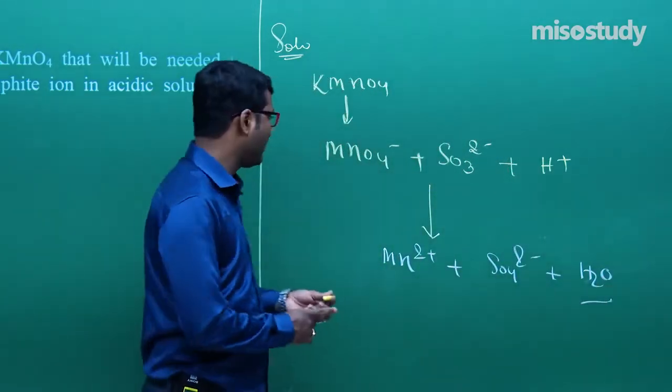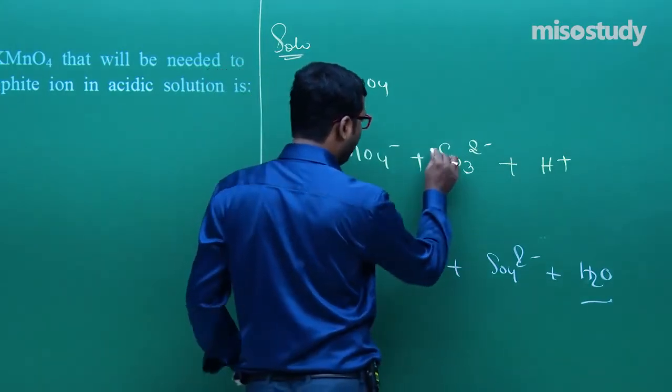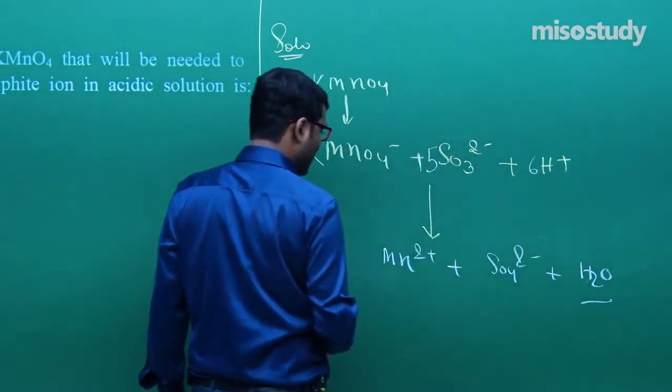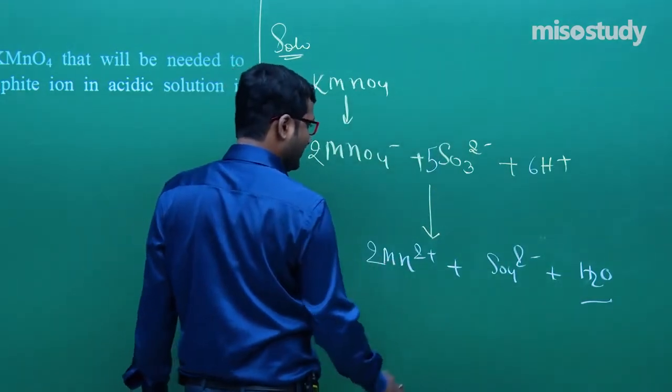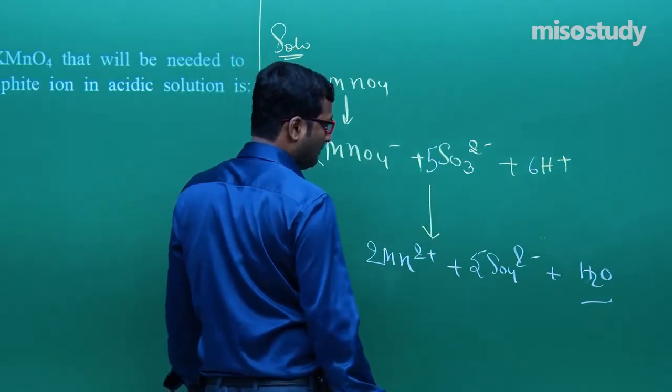This is the expression. Now balance here: 2 MnO4 minus, 5 SO3 2 minus, then here 6 H plus. Put here 2 Mn2 plus, 5 SO4 2 minus, and 3 H2O.